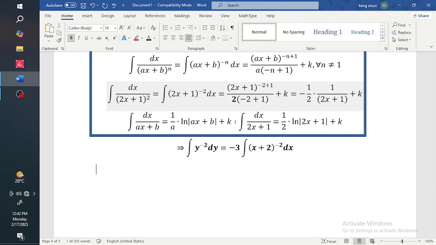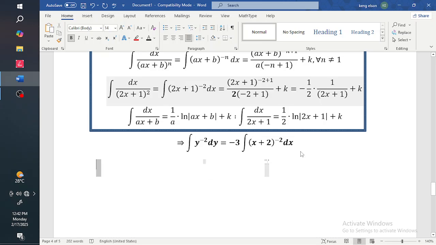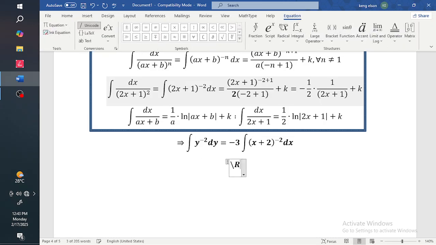Now let us see what to do. Let us integrate normally. Like I said, we are going to have y raised to the power negative 2 plus 1 divided by negative 2 plus 1. Then we differentiate y. When we differentiate y, we just have 1. In fact, here we are just using the power rule, so we end here.